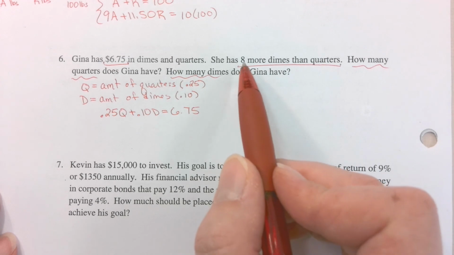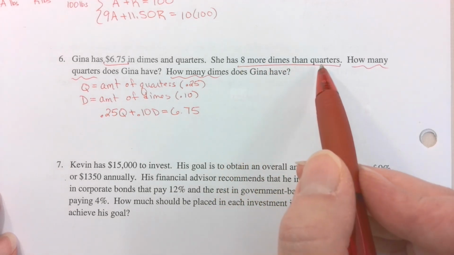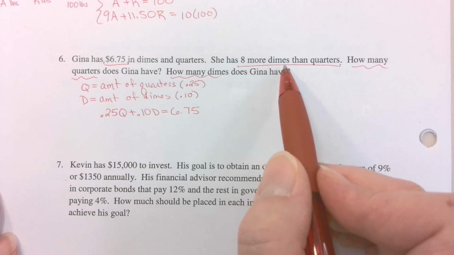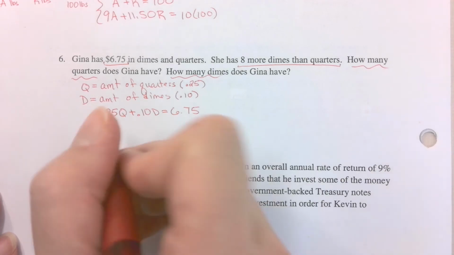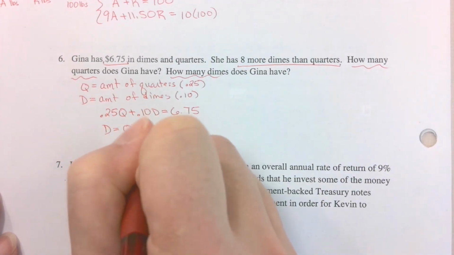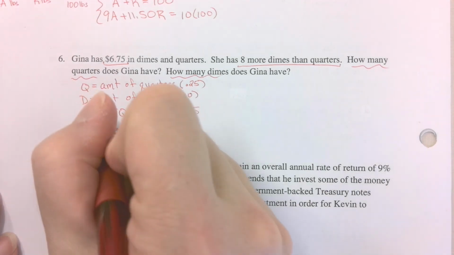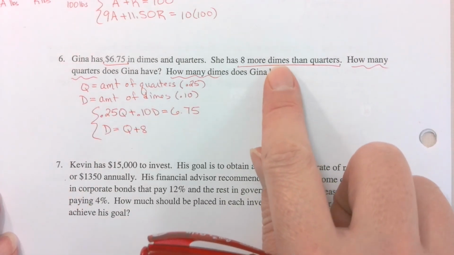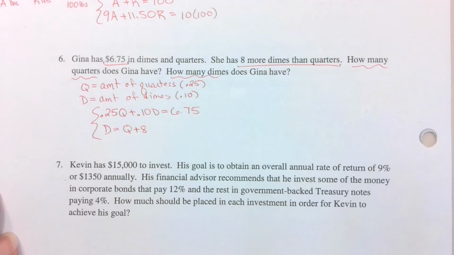If you really read it, 8 more dimes than quarters, she has more dimes, doesn't she? Okay. 8 more, you're right. So when you go to write this, the dimes is equal to the number of quarters plus 8. So you have to be very careful when you read it that you say, wait, what does she have more of? She has more dimes. So if I know how many quarters she has, I add 8.